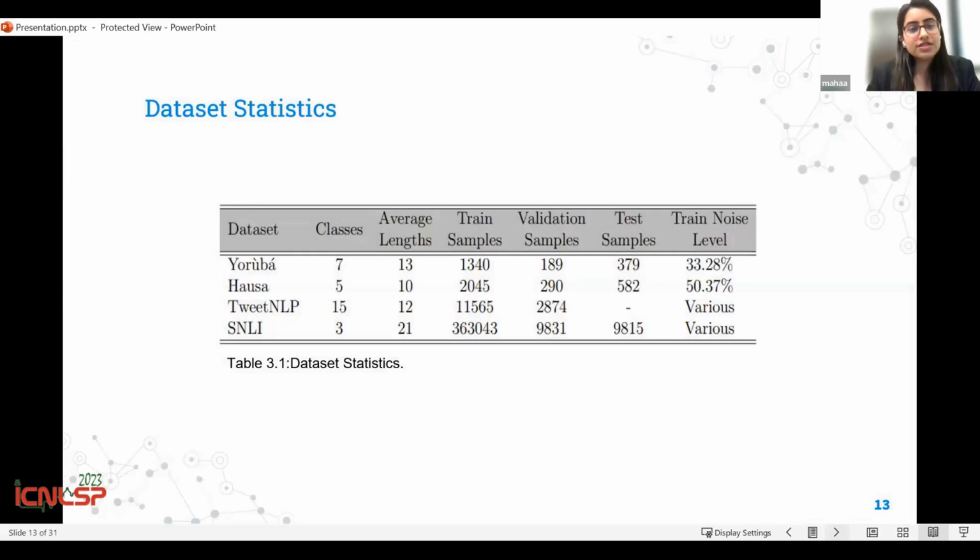Here in this table, you can see the dataset statistics. You can see for Yoruba and Hausa, the noise level is fixed at 33% and 50%, whereas for tweet NLP and ICNLSP, the noise level can be changed.